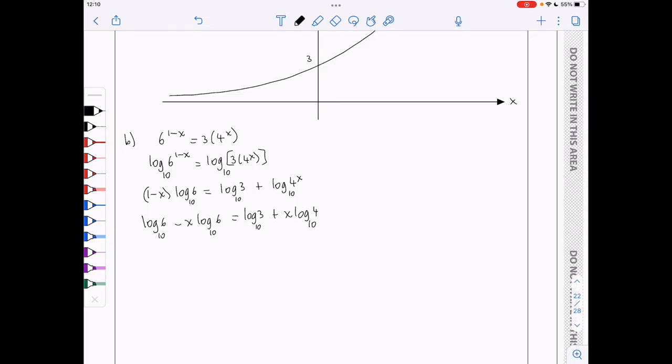I will collect the x terms on one side and the rest on the other. So I've got log of 6 base 10 minus log of 3 base 10 is equal to x log 4 base 10 plus x log 6 base 10.